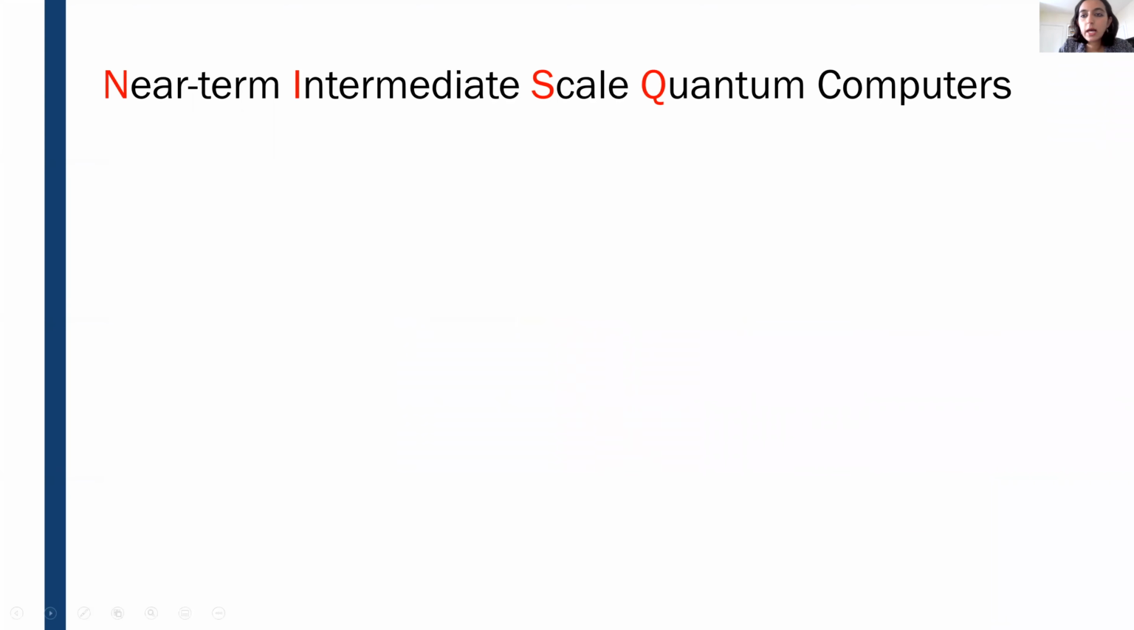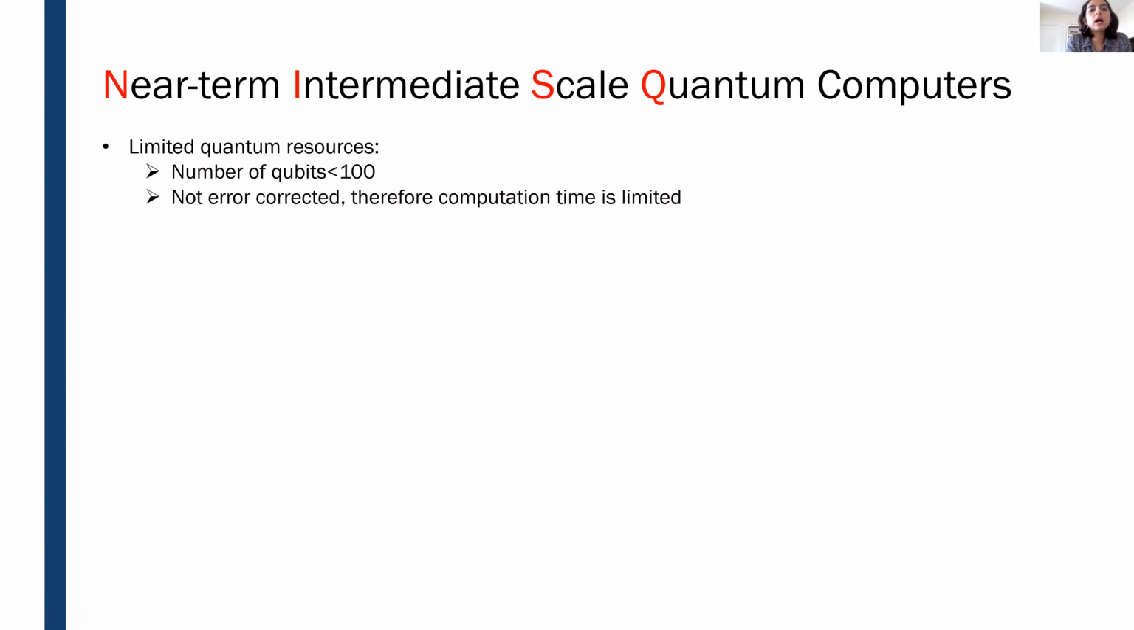Right. So let's move on to the definition of a NISQ computer. So basically that means noisy intermediate-scale quantum computers. It's a popular term, but what do people actually mean by that? With NISQ computers, we mean that there is some restriction on the amount of quantum resources. Typically you would not have very many qubits, typically fewer than 100. And these qubits are not error corrected, so computation time is going to be limited, right?